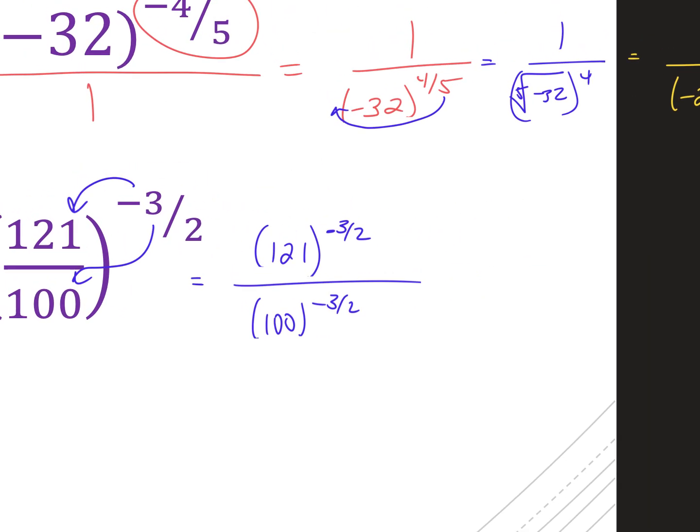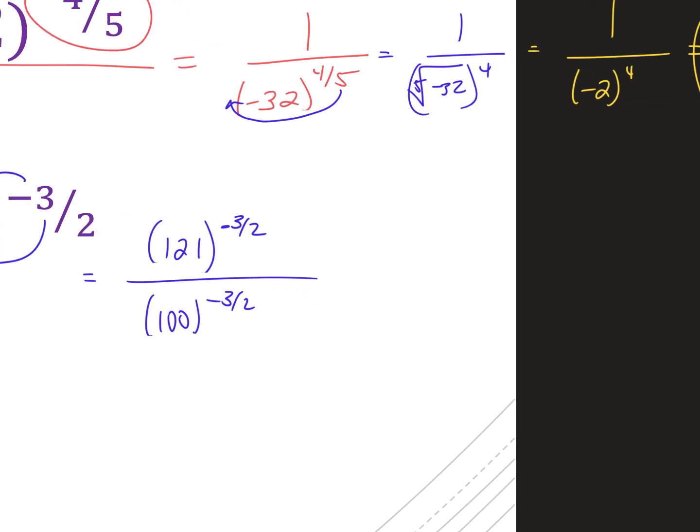Okay, how do I fix this? What do I do? Talk to me. What do I do? You swap. I'm going to swap it. I'm going to move them. I'm going to move this up and this down so my exponents become positive. So 100 to the 3 over 2, and then 121 to the 3 over 2.